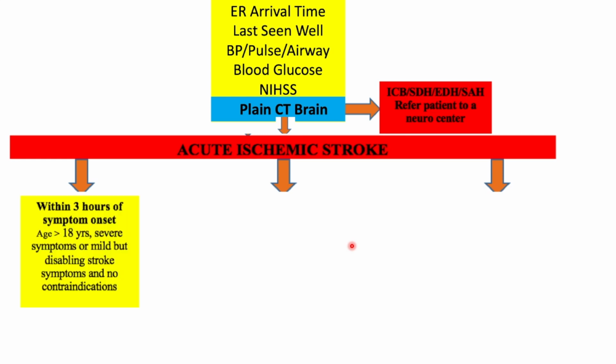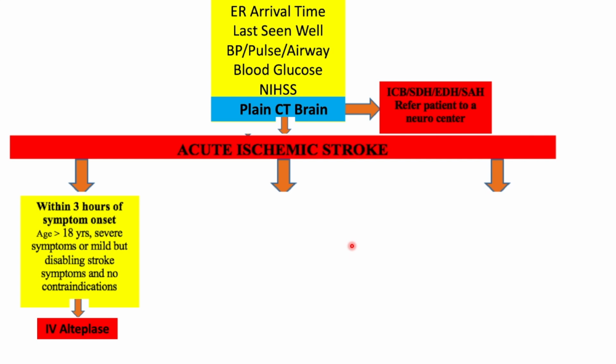This is the first time window. Now, if age is more than 18 years, there are severe symptoms or mild but disabling stroke and no contraindications to thrombolysis, then the patient gets IV alteplase. Now, what do we mean by severe symptoms? Understood, but then there is or mild but disabling stroke.